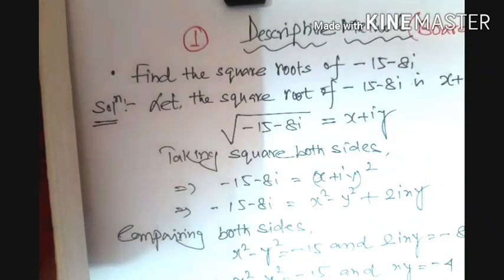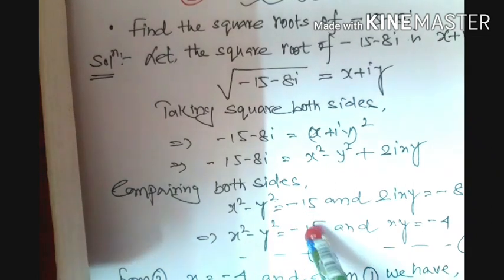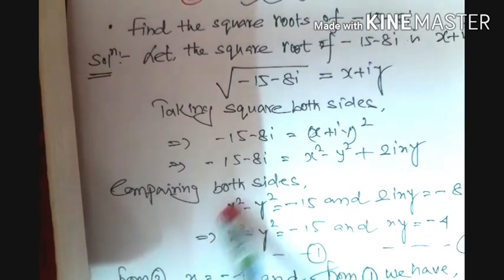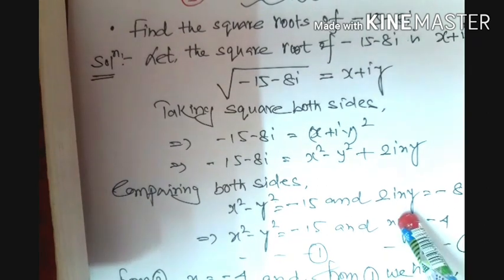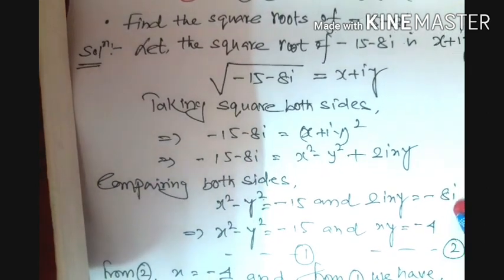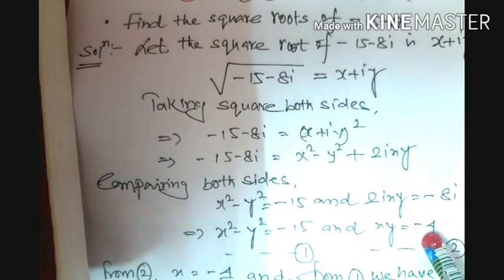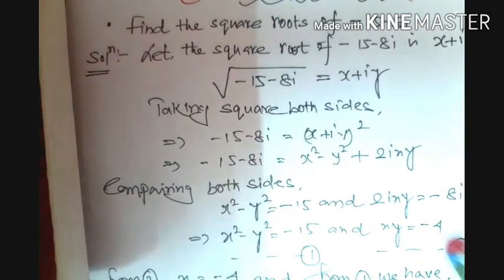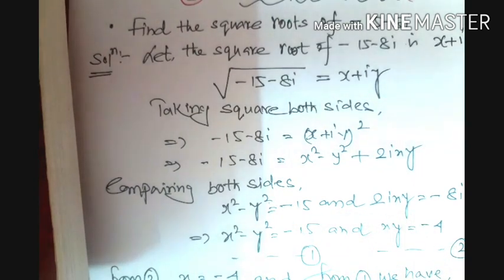Comparing both sides, we have x square minus y square equal to minus 15 and 2i xy equal to minus 8i. In the real part there is no change, but in the imaginary part, i is there on both sides, so i will be cancelled, and 2 and minus 8 will be cancelled by minus 4. So finally we have xy equals minus 4. So we have these two equations, and by using them we have to find the values of x and y. What to do?